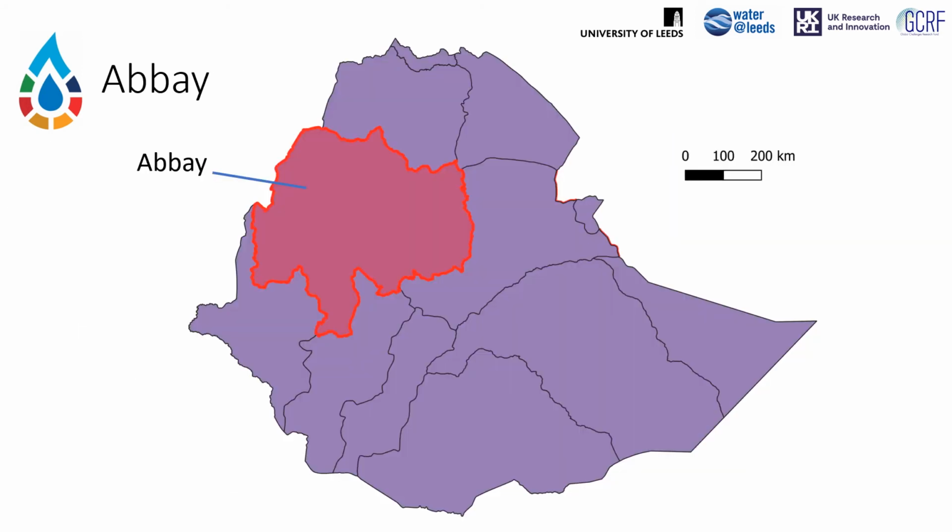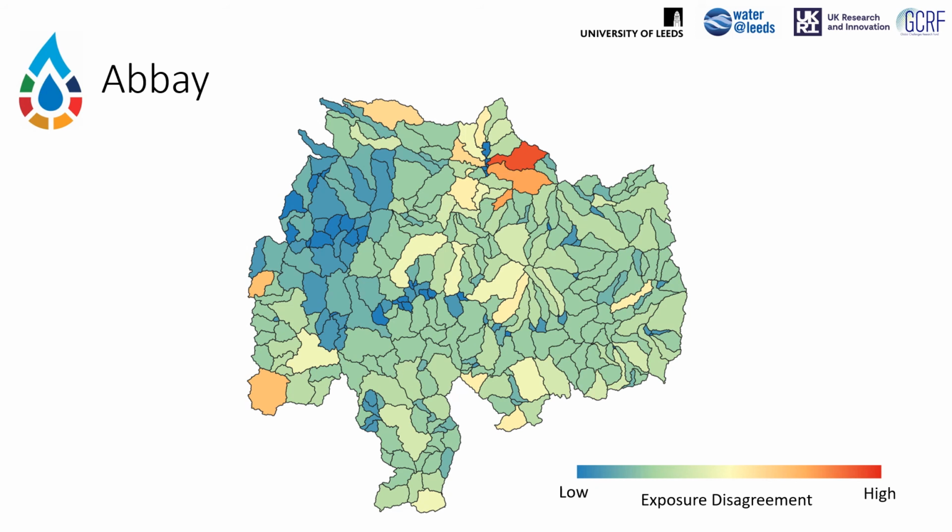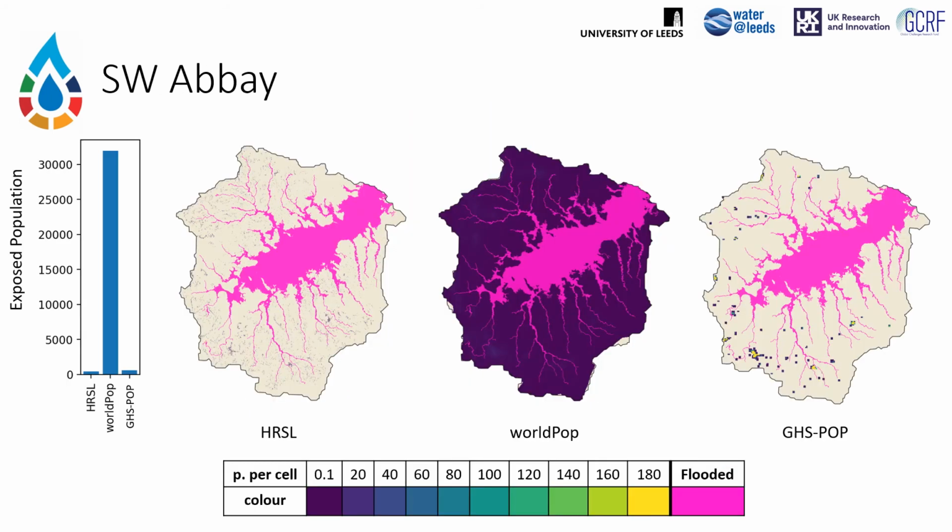Now let's look at one of the other study basins, Abai. Again, here we split Abai into smaller drainage basins and calculate the level of exposure disagreement within each of these smaller drainage basins. The first basin we're going to look at is this one in the southwest of Abai. So on the graph on the left here, you can see that WorldPop predicts far more flood exposure than either of the other 2 population datasets.